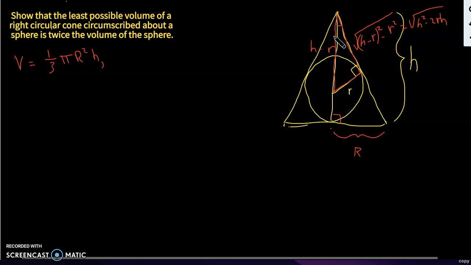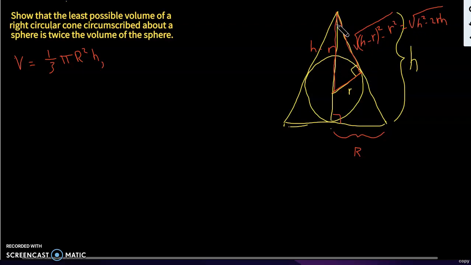So this distance here, that's the hypotenuse of the smaller red triangle, that's h minus r. This distance here is little r, the radius of the sphere. And of course, the reason this is a 90-degree angle is because this is a radial line and a tangent line, and those types of lines are always perpendicular to each other. And then the Pythagorean theorem and some simplification via algebra gives me that this leg of the small red triangle has length square root of h squared minus 2rh.